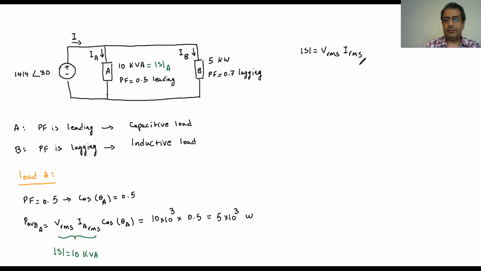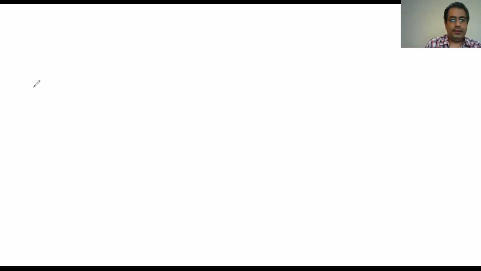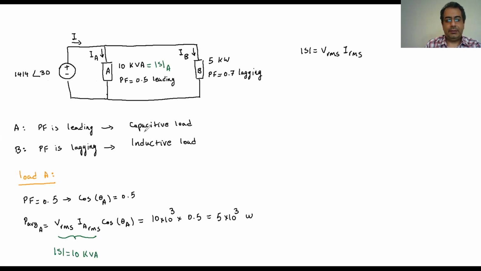Now let me go to the next page. I'm just going to draw the triangle for the load A. For the load A, we have the P average at A. Then we have the Q, and because it's a leading, capacitive load, the Q at A is going to be negative, and the Q at B is going to be positive.